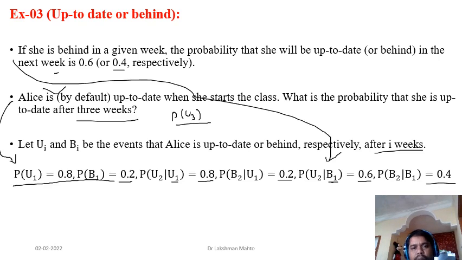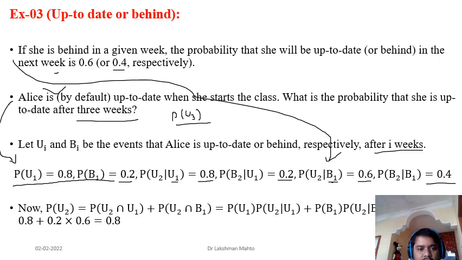Our intention is to calculate the probability of U3. That means the probability that Alice is up to date after third week. Before that we have to calculate the probability of U2, the probability that Alice is up to date after second week. In order to calculate that, we have to apply total probability again. If you are in second week, then there are two possibilities: after first week, Alice would be up to date or Alice would be behind.